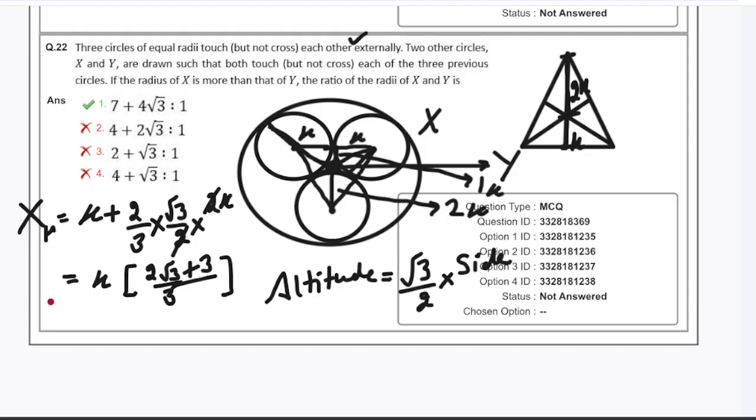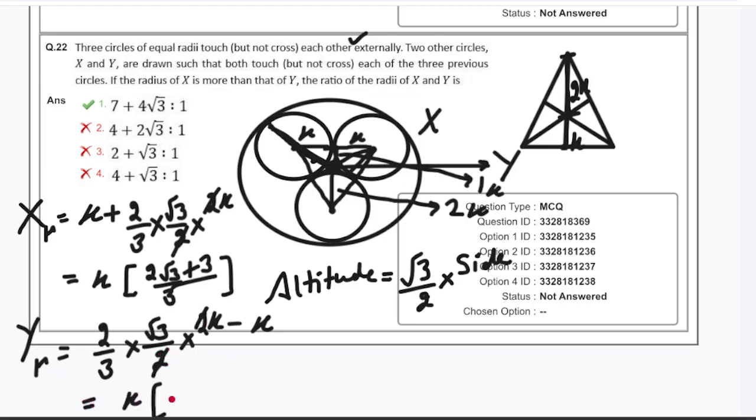For the smaller circle, from the 2 by 3 of the median we can subtract x, because from the complete one, if we subtract this, we get the radius of the smaller circle. So this again gets cancelled. Now this time we get x common, 2 root 3 minus 3 by 3. So now there are two radii we got, and now the ratio of the radii is what we have to find out.